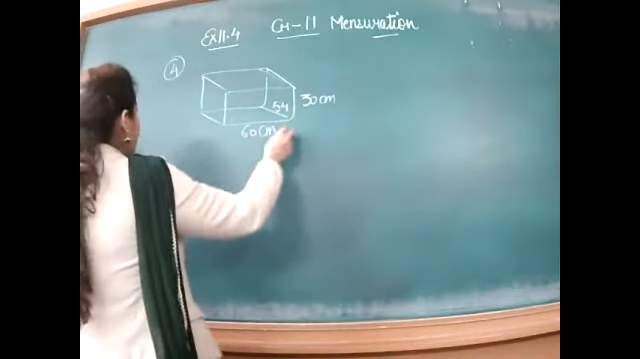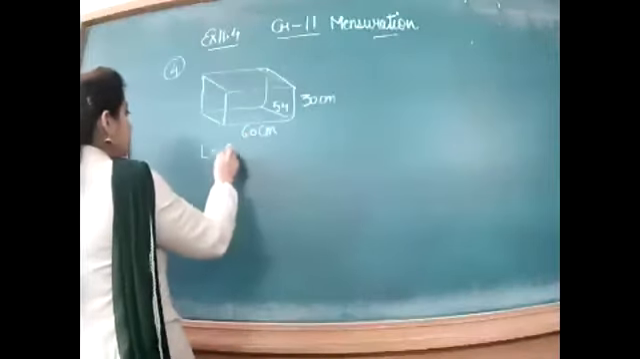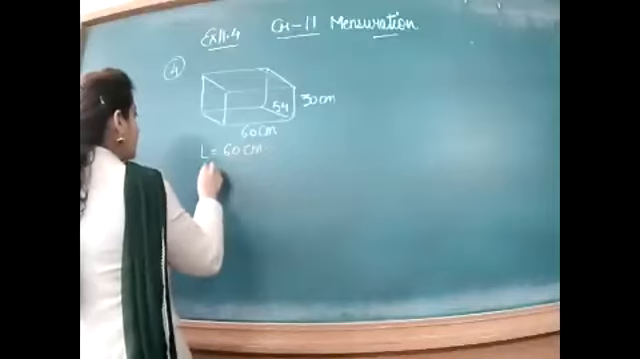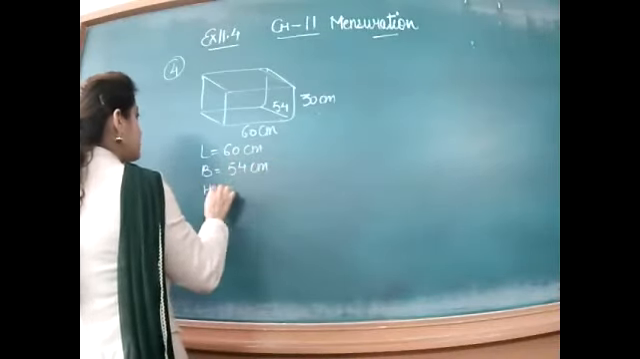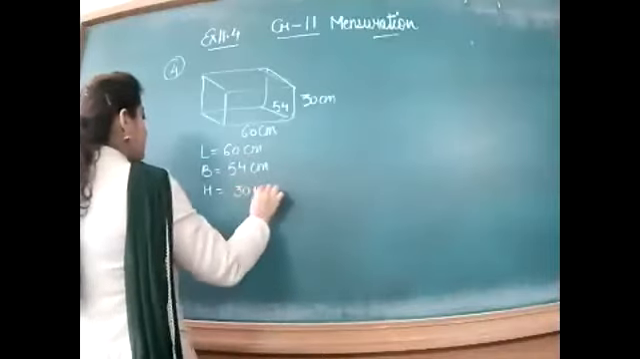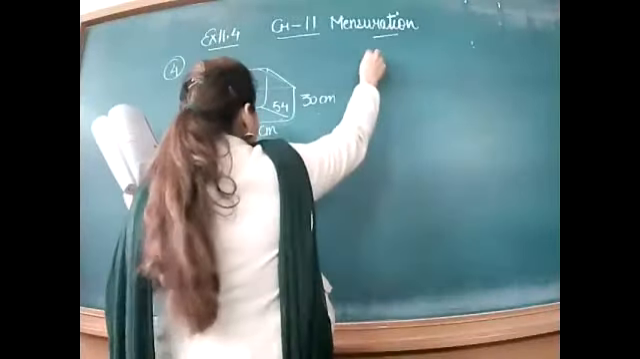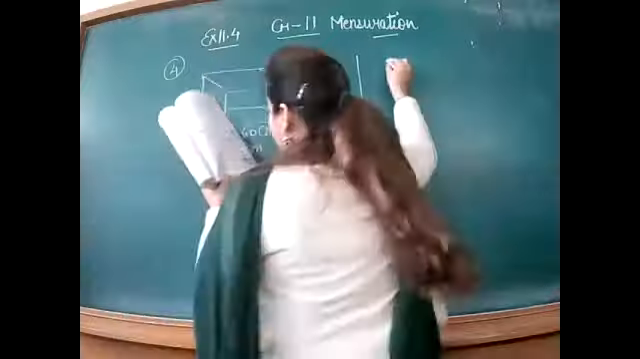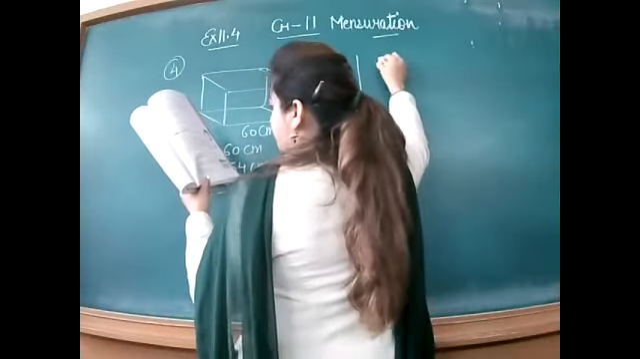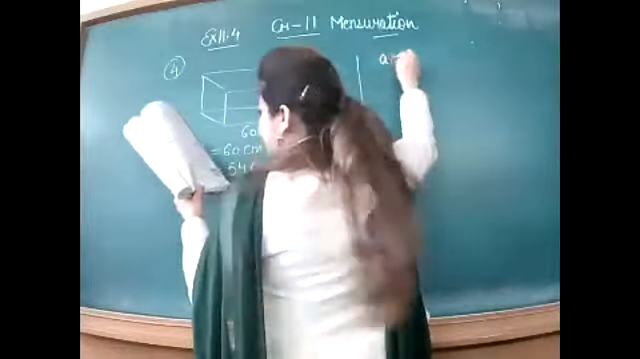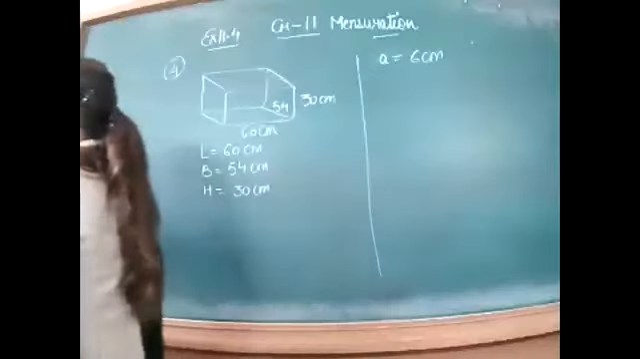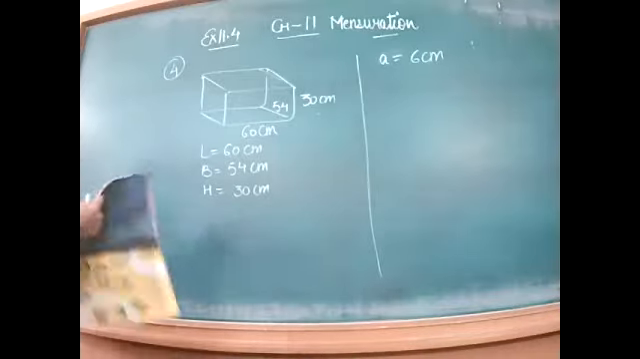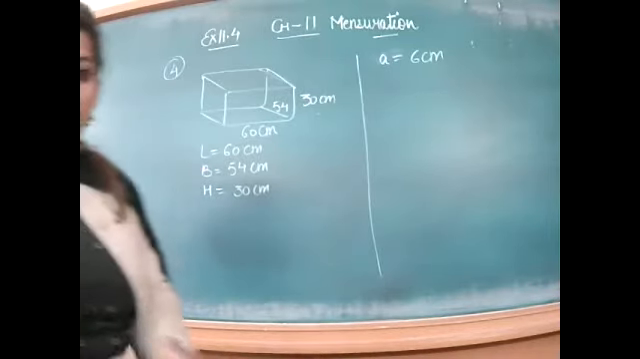Length, breadth and height is given. Length is 60, breadth is 54 and height is 30. And on the same side we have one cube whose side is 6 centimeter. How many small cubes with side 6 centimeter can be placed in a given cuboid?